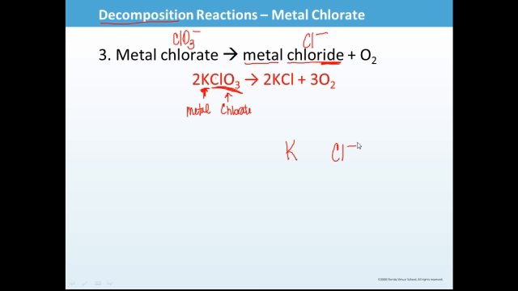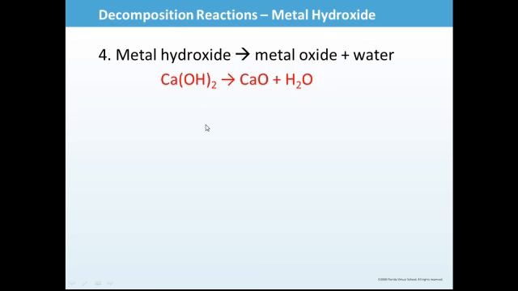Okay, remember, the polyatomic ion was ClO3, and that is chlorate, ATE. Chloride, IDE, is just the single element chlorine with a negative charge. So potassium, we look up on our common charges because we have metal, nonmetal. That's an ionic bond. So it's KCl plus O2. And then, of course, we have to balance.